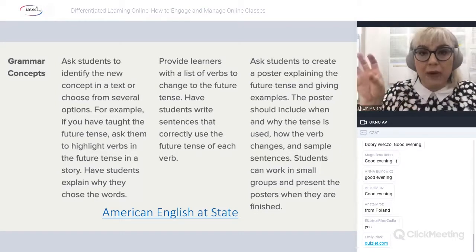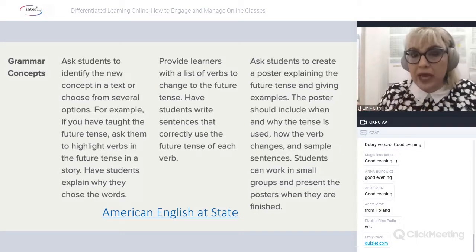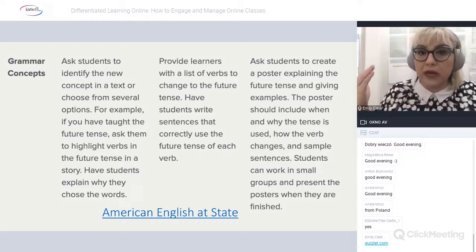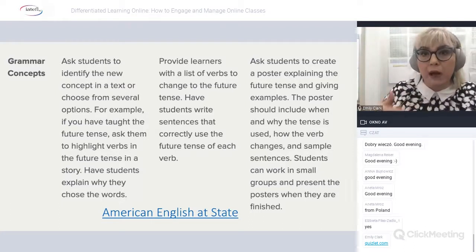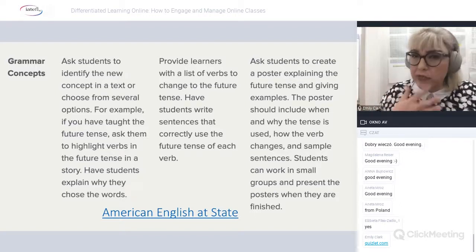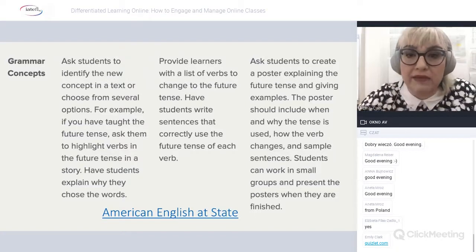But I'm able to take grammar, and it's still the same concept. Everybody has to learn future. That's one of the goals of this class. But how am I going to break that down for different learners that need it? And it's definitely possible to do.